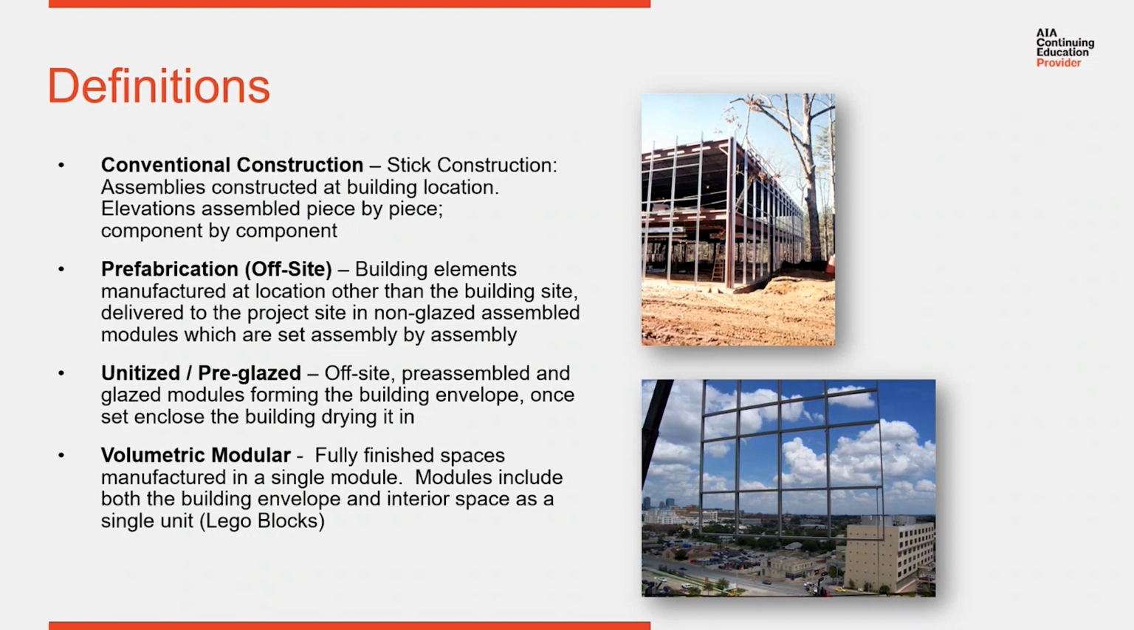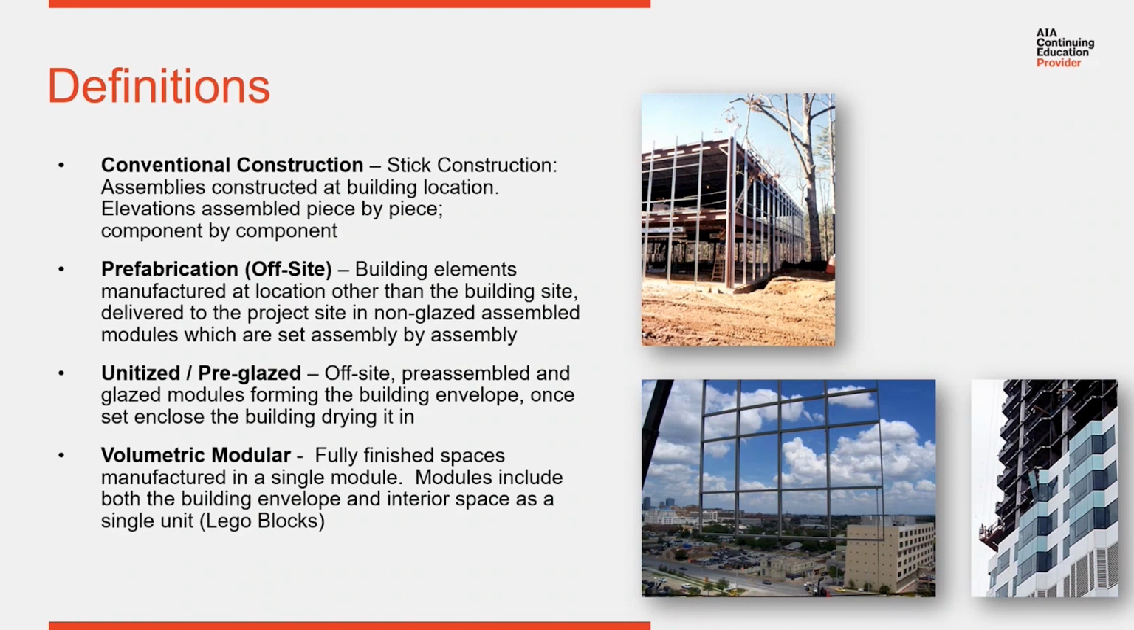So the next definition is unitized. And unitized is taking pre-assembly a step further. So instead of just stopping with assembled modules, with unitized construction, you're glazing them. You can see in the picture on the right there, there's glass and panels installed in the modules. So with unitized, we're taking a step further to fully enclose the building envelope into individual modules, and those are brought out one at a time and stacked together at the project site.